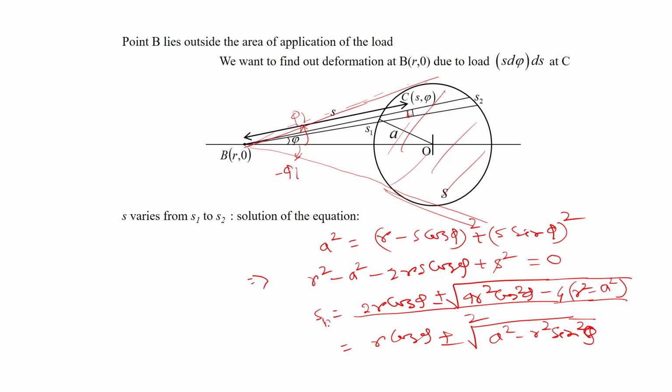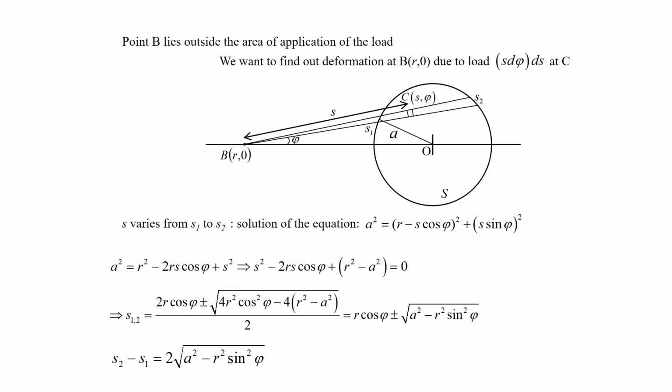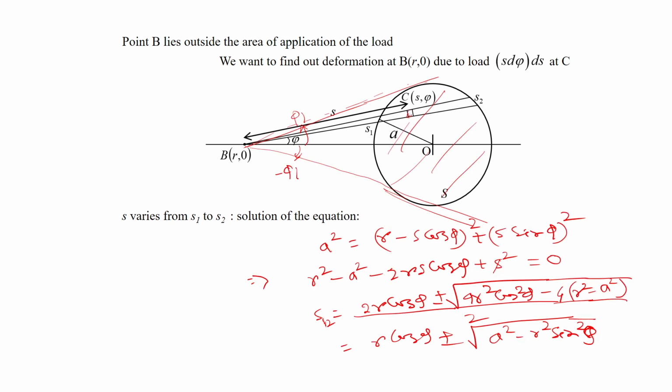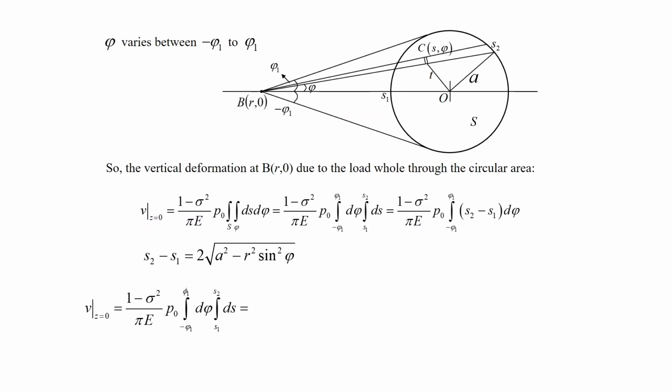So, this will be the distance S1 and S2, and we can find out the gap between S2 minus S1 from this relation. So, S2 minus S1 will be 2 into square root of a square minus r square sin square phi, that we can get easily. And here remember that p is constant over here. So, p comes out of the integration sign. So, p is equal to p0 as I said earlier. So, here it is S1 to S2, so it is S2 minus S1. So, that has to be replaced by this quantity, and so finally we will have this quantity over here.